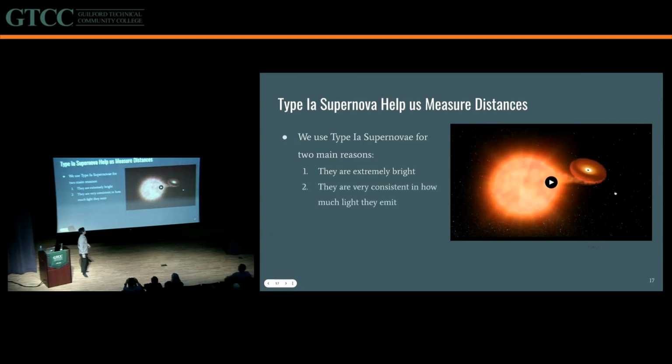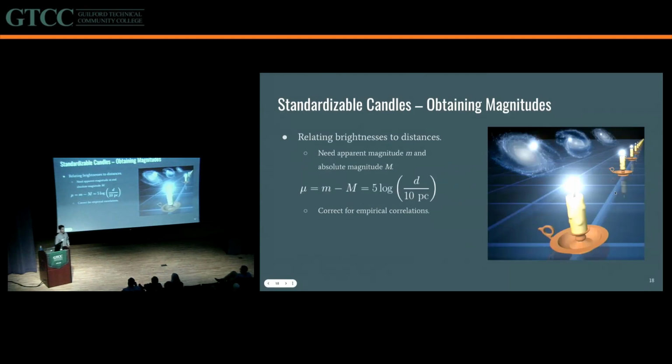And they're very consistent in how much light they emit. And this is incredibly important. They're very consistent in how much light they emit. All right? So maybe if you've zoned out a little bit, this is a great time to listen in. This is a hugely important slide in this talk, okay? And it's going to be me describing what it means to be a standard candle, okay?